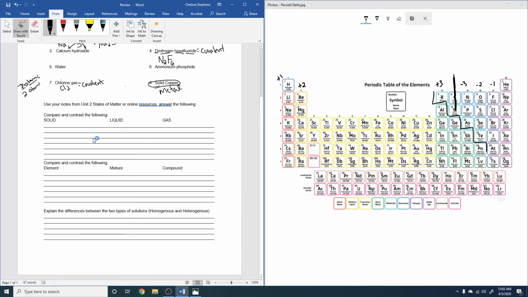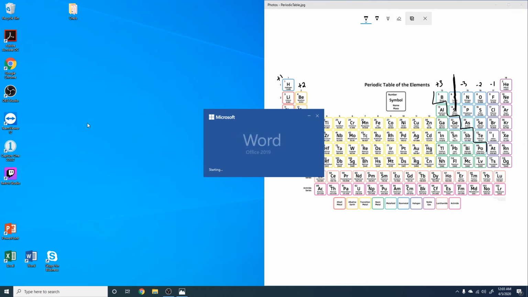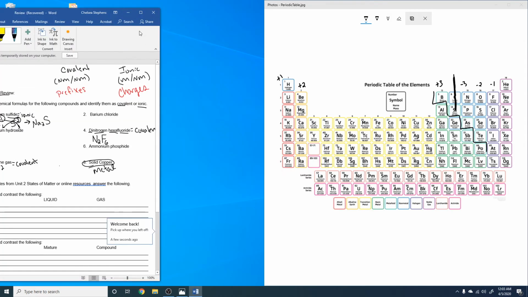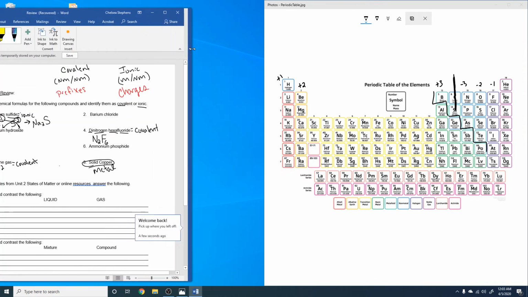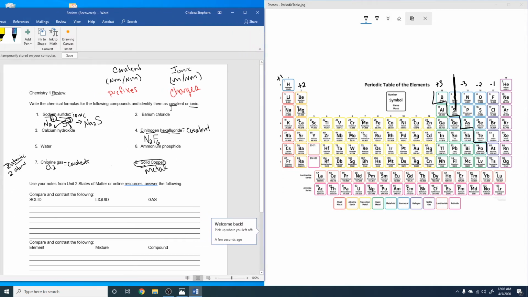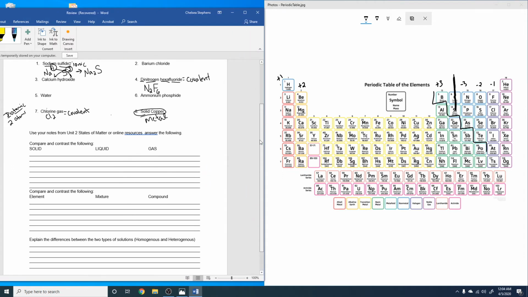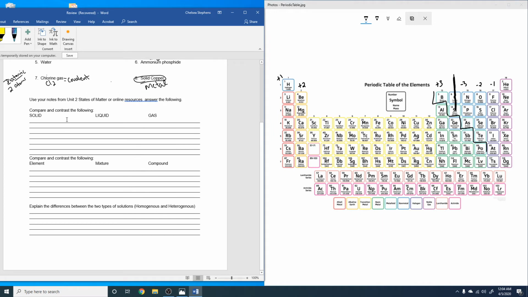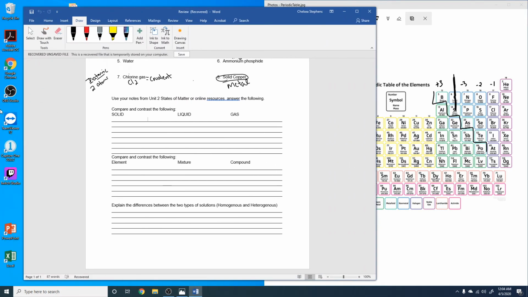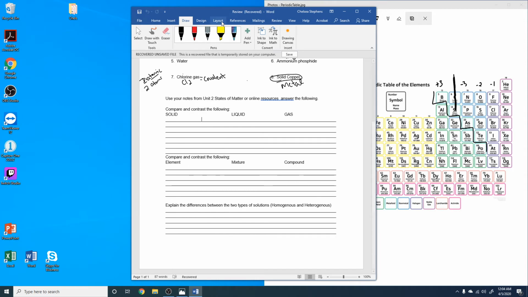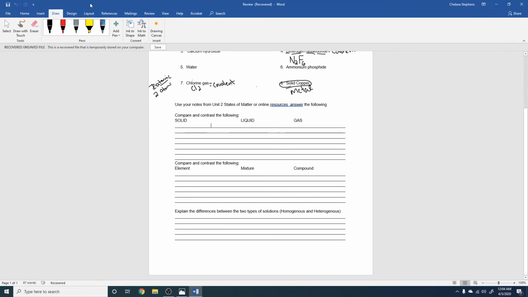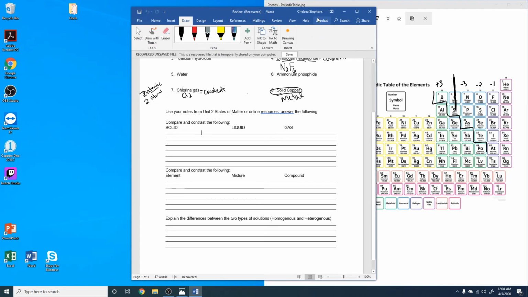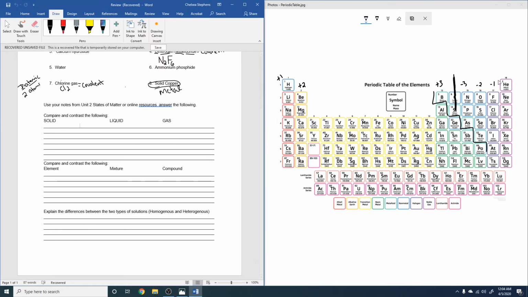Compare and contrast the following: solid, liquid, gas. So what I'm really looking for here, whoa, what did I do? I moved my stuff around. Okay. So let me edit. Let me see what I did here. Oh goodness. Okay, there we go. All right.